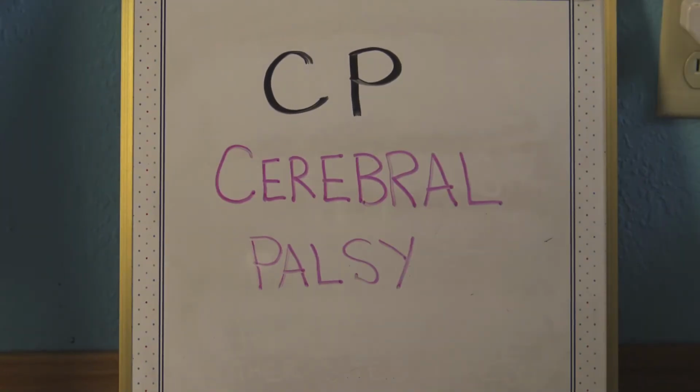CP. CP stands for cerebral palsy. So cerebral means having to do with the brain, and palsy means weakness or problems with using the muscles. Cerebral palsy, CP.